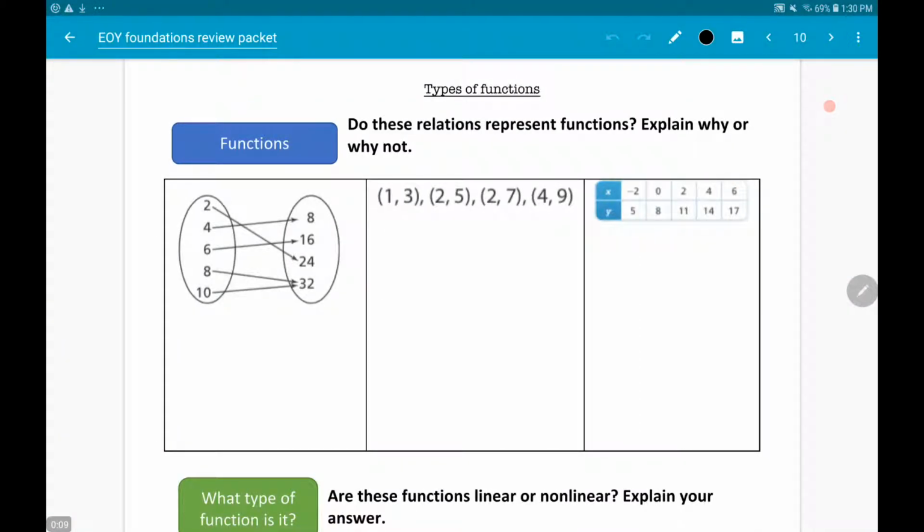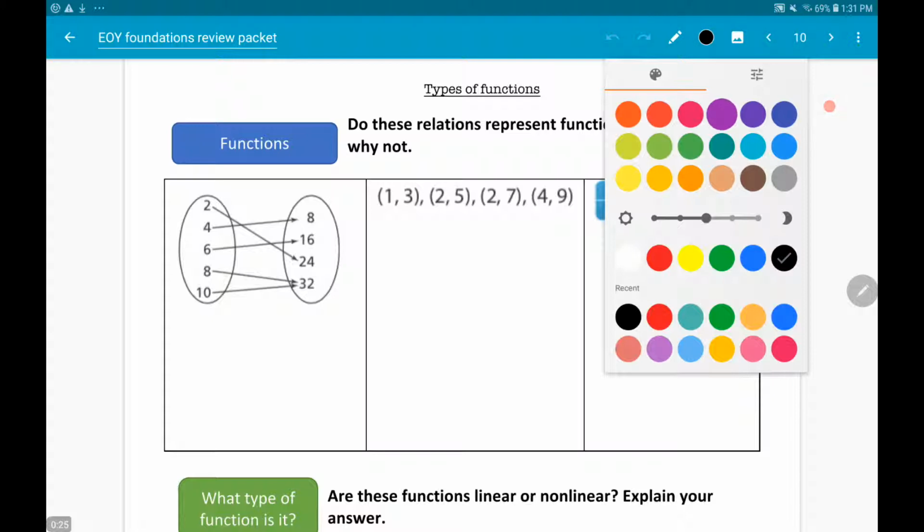Guys, so this video is on types of functions. We are moving right along with review, and this is review from Unit 5. So let's get started. So the first thing we learn is: is it a function or not a function?